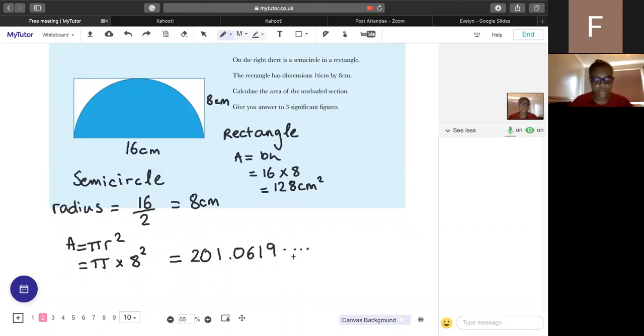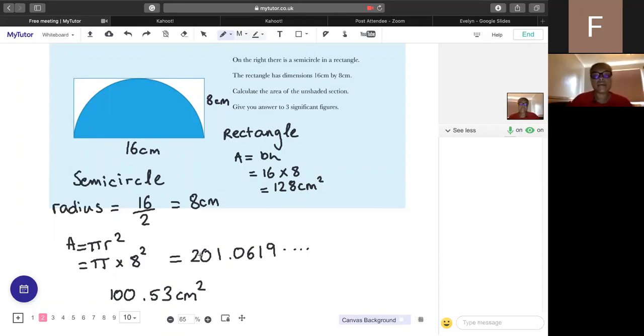So all you need to do is click it or press it and then divide it by 2. And what you should get now for your area of semicircle is 100.53, and it goes on. And remember, it's still area, so it's still centimeters squared.